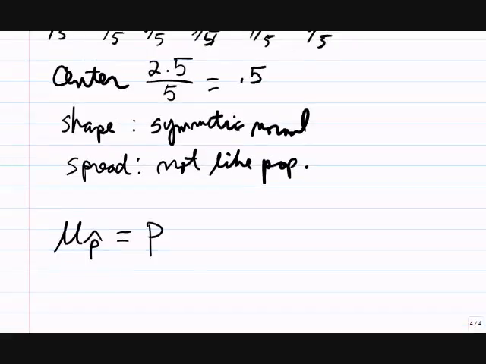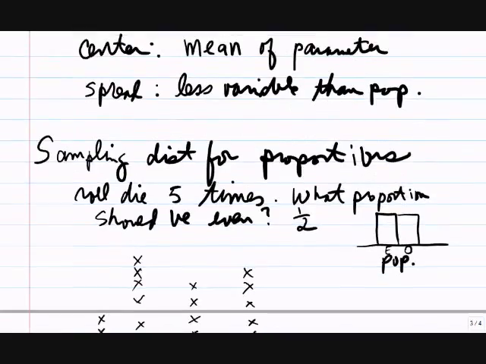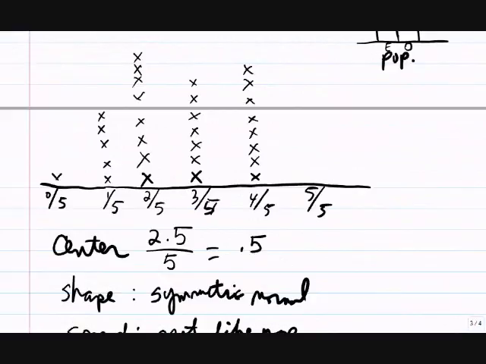The population is a categorical variable. Either you got even or odd. You got 2 bars, and they're both the same height. This distribution is not looking anything like that. So comparing their spreads doesn't actually make any sense.